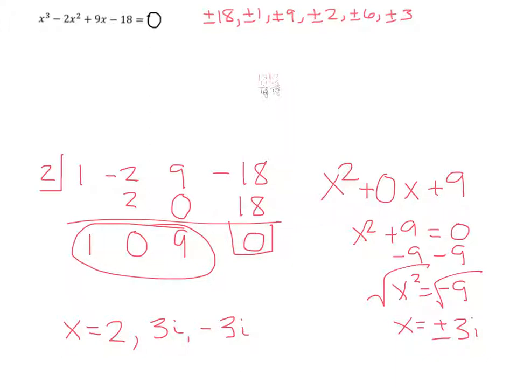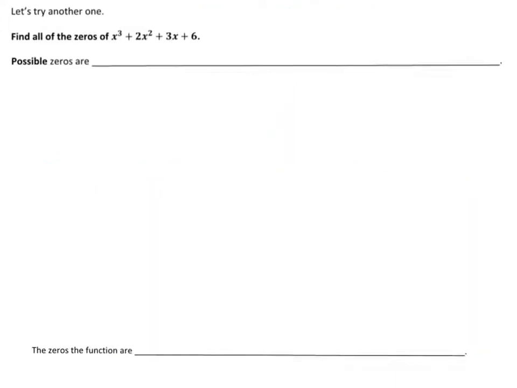And those are all of our roots: imaginary roots at 3i and negative 3i, and then a real root at 2. And this goes back to where we knew we were going to be able to find 3 zeros, and we did find all 3 of them. So x equals 2, 3i, and negative 3i is our final answer. Let's go ahead and look at another one. So we're going to find all of the roots of x cubed plus 2x squared plus 3x plus 6.